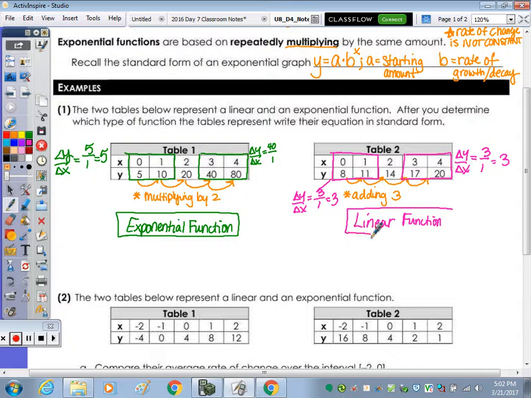Now to write the equations. Let's start with the linear, as that's the one we just finished. So y equals mx plus b. We just calculated a slope. So we know our slope is 3. And then our b value, so right here is the point 0, 8. And the y-intercept always has an x value of 0, as that's the point where the graph crosses the y-axis. So our b value is 8. So putting it together, y equals mx plus b would be y equals 3x plus 8.